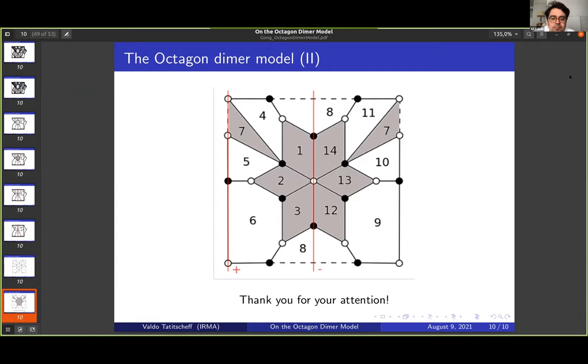Maybe I can ask the first question. You talked about the construction for this example. Can you generalize it to a generic dimer model?